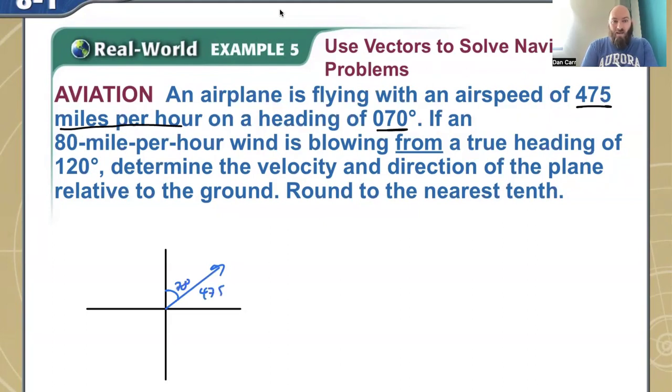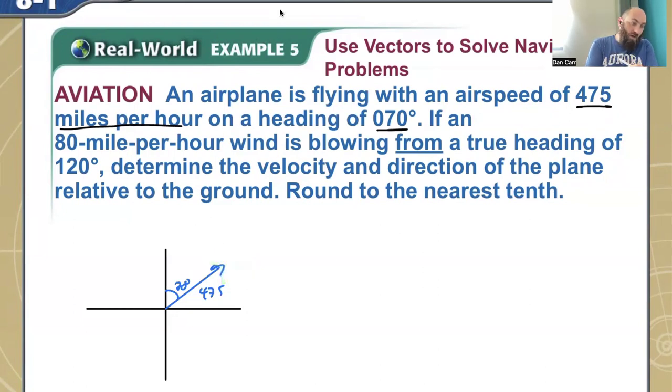If an 80 mile per hour wind is blowing from a true heading of 120 degrees, determine the velocity and direction of the plane relative to the ground. So the 120 degrees, if I want to look at maybe just right here, for example, 120 degrees is going to blow from this area here, from my 120 degrees bearing.